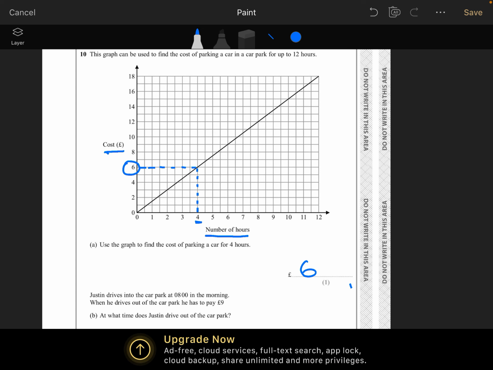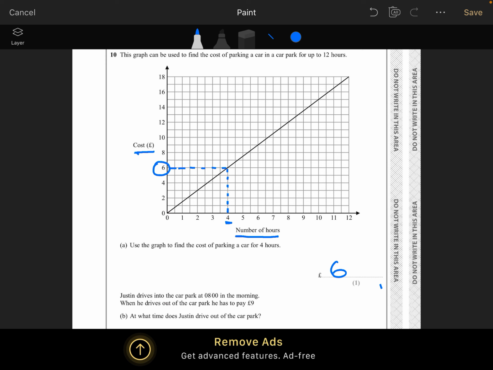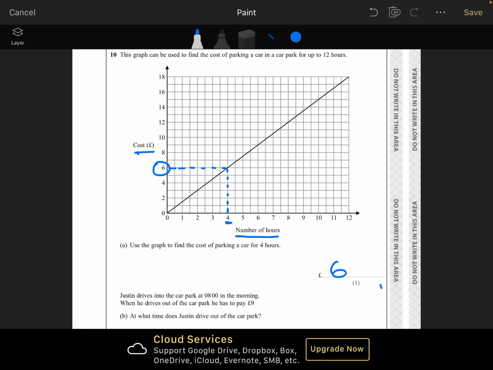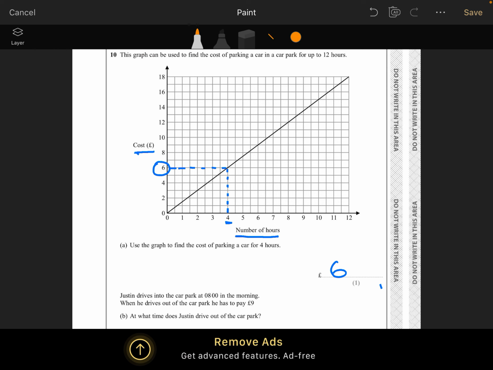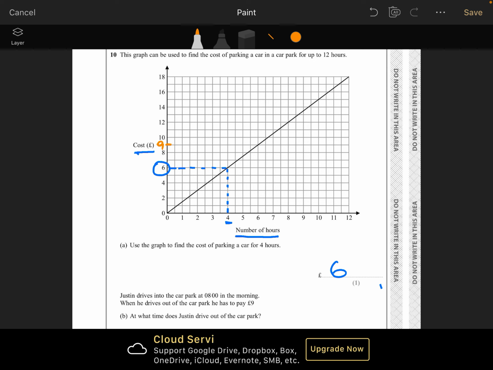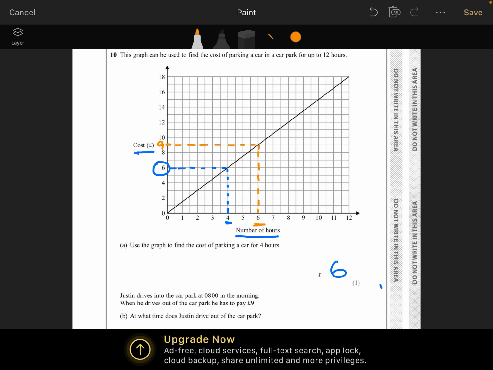Second part says Justin drives into the car park at 8 in the morning, 0800 hours in the morning. When he drives out of the car park, he has to pay £9. Okay, at what time does Justin drive out of the car park? Now if we look at where £9 is, I'll use a different colour this time. If I look at where £9 is, that's between 8 and 10, that's here, that's 9, I'm going to write it on to make it really clear. If I go across and then come down, I can see that that would equate to 6 hours.